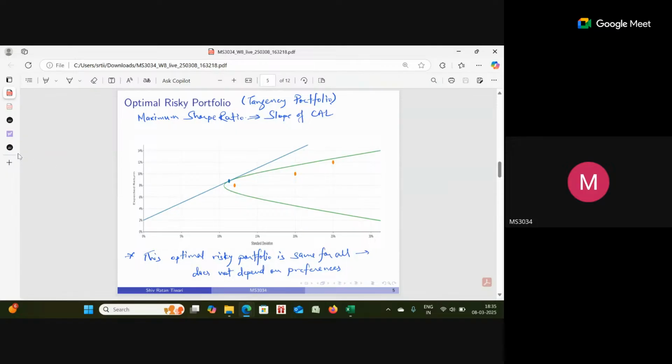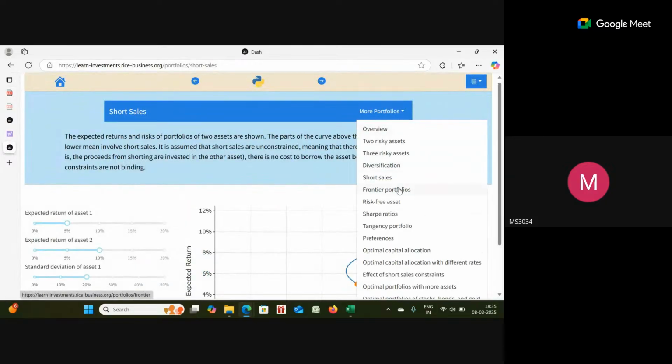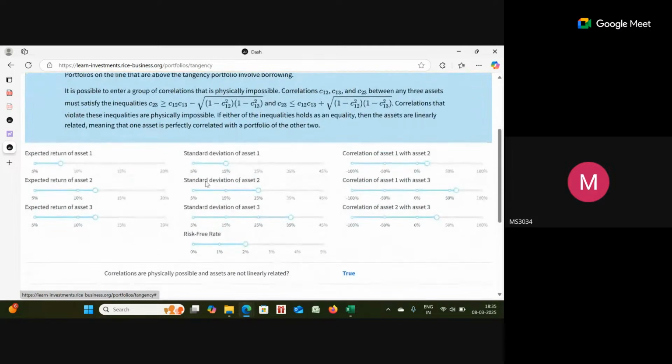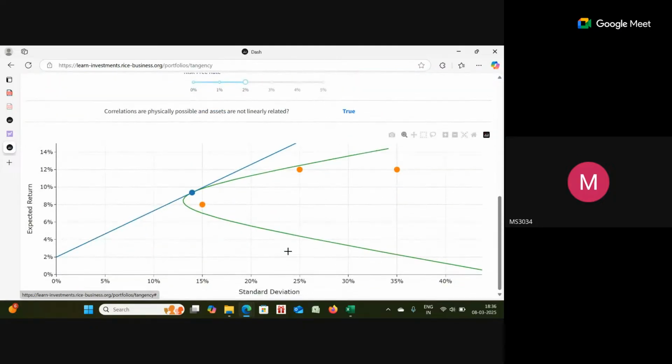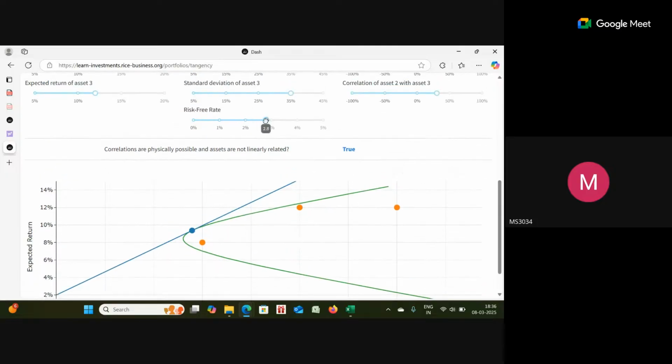And let's visualize this in our Rise Business School platform also. So let's go to this tangency portfolio case. There are three assets. There is a risk-free rate, and this is the case. This is the same picture which I am showing in the slides also. Here also you can play with this. If you change the risk-free rate to 4%, let's suppose, then this line becomes flatter and flatter. Okay, let's keep this same at 2%.